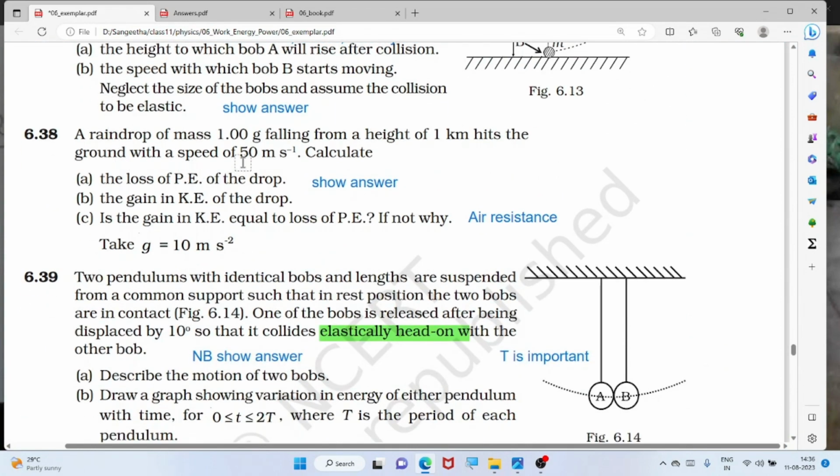A raindrop of 1 gram falling from a height of 1 kilometer hits the ground. We calculate the loss in potential energy and the gain in kinetic energy. Is the kinetic energy equal to the loss of potential energy? No, it will not be equal because of the air resistance.